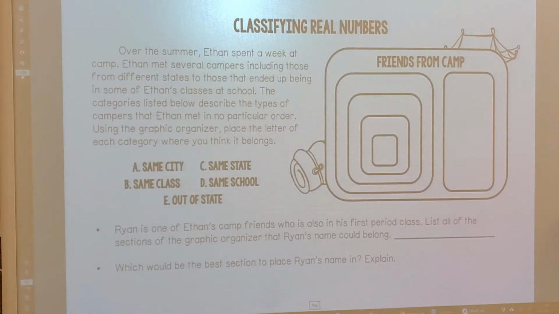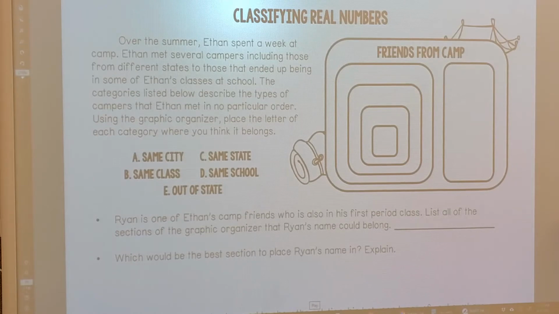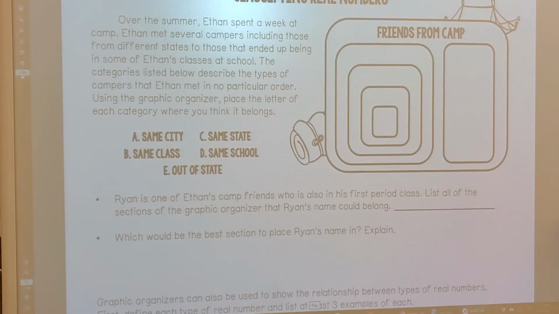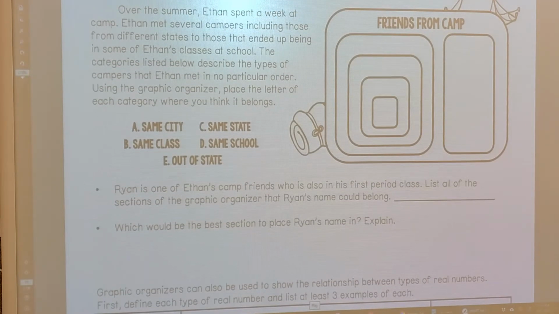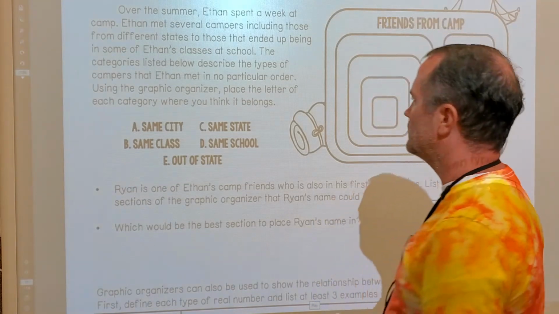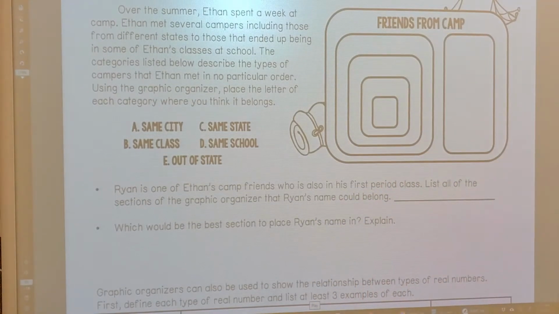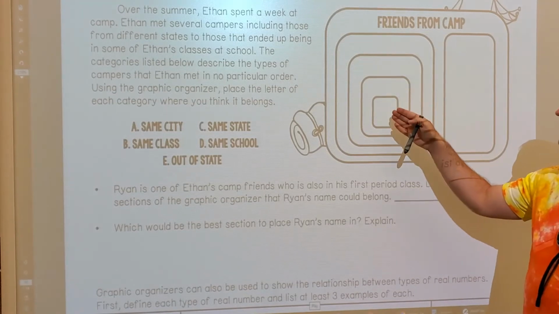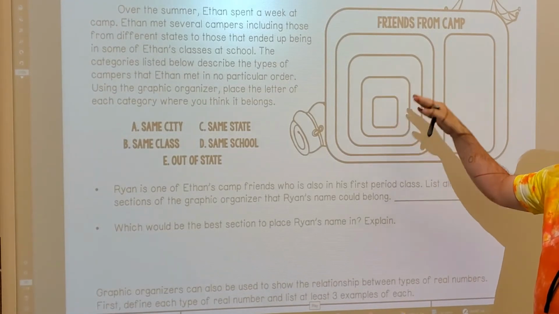Classifying real numbers. Okay, so we have this little example at the beginning. It says, over the summer, Ethan spent a week at camp. Ethan met several campers, including those from different states, to those that ended up being in some of Ethan's classes at school. The categories listed below describe the types of campers that Ethan met in no particular order. Use the graphic organizer, place the letter into each category where you think it belongs. Okay? So this is like if I'm in this group, I'm also in this group, I'm also in this group.